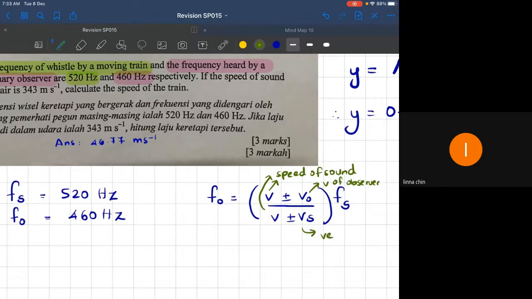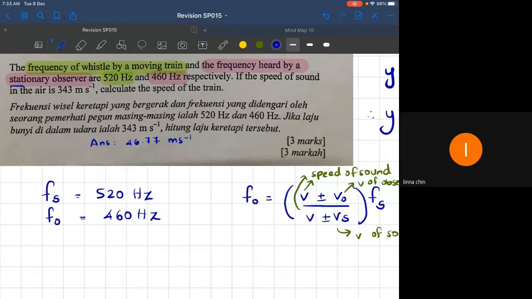Okay, so kita ada Fs, kita ada F naught sudah, and then kita tahu dia adalah stationary observer, maksudnya observer kamu tak bergerak, maka V naught kamu sama dengan kosong lah. Okay, and then dia cakap lah if the speed of sound in the air is 343, so kita ada V sama dengan 343. Okay, calculate the speed of the train. Speed of the train, train tu adalah source kan, maka dia nak velocity of the source tu berapa.